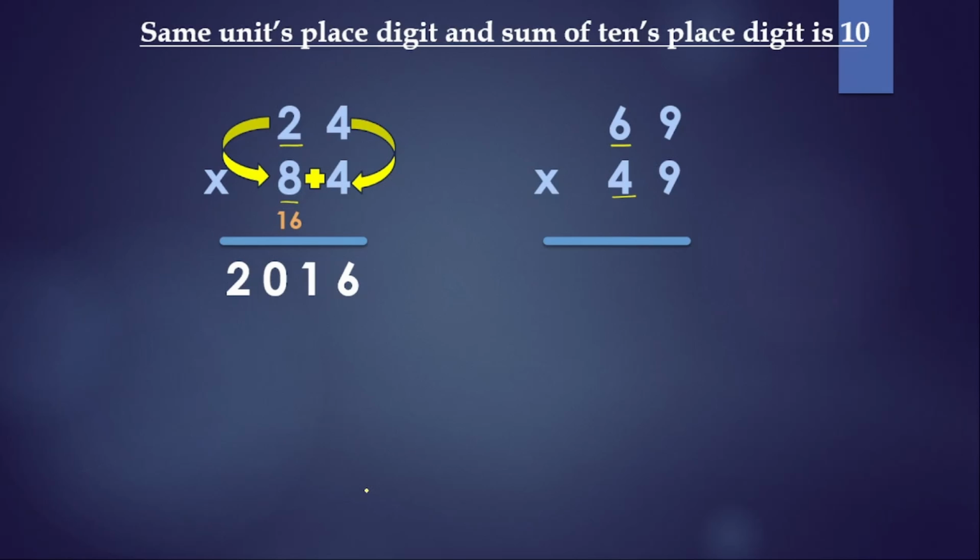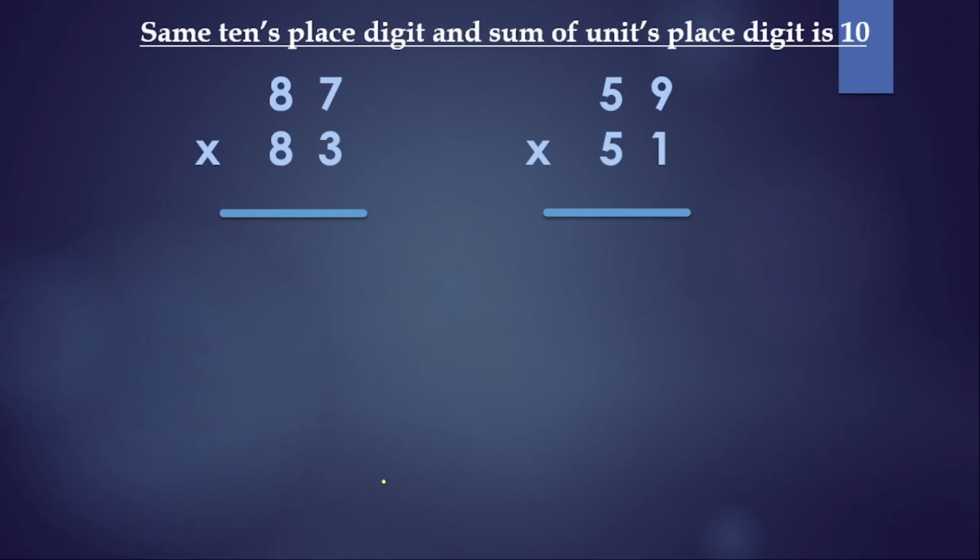Let us try one more. 9 times 9 is 81. 6 times 4 is 24, to which we add 9, which is 33. So the answer becomes 3381. Interesting, right? Let us move on and see the next method.